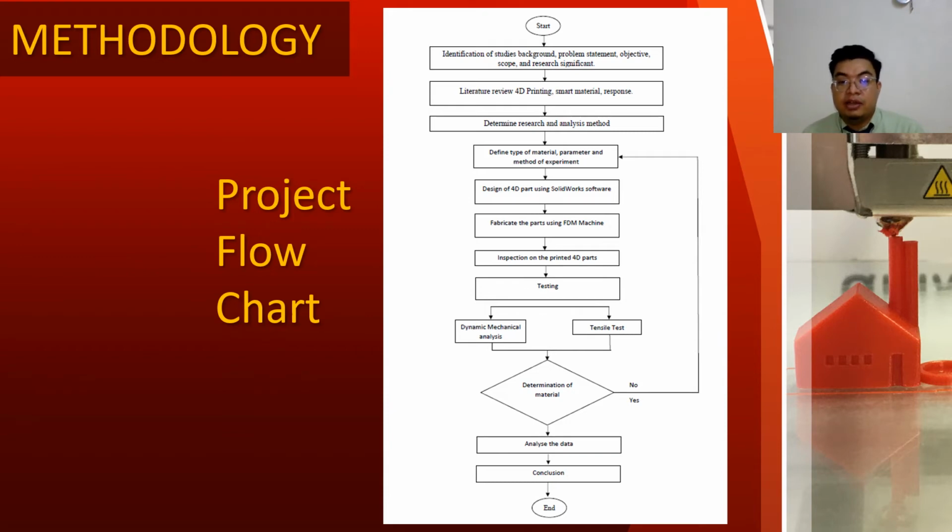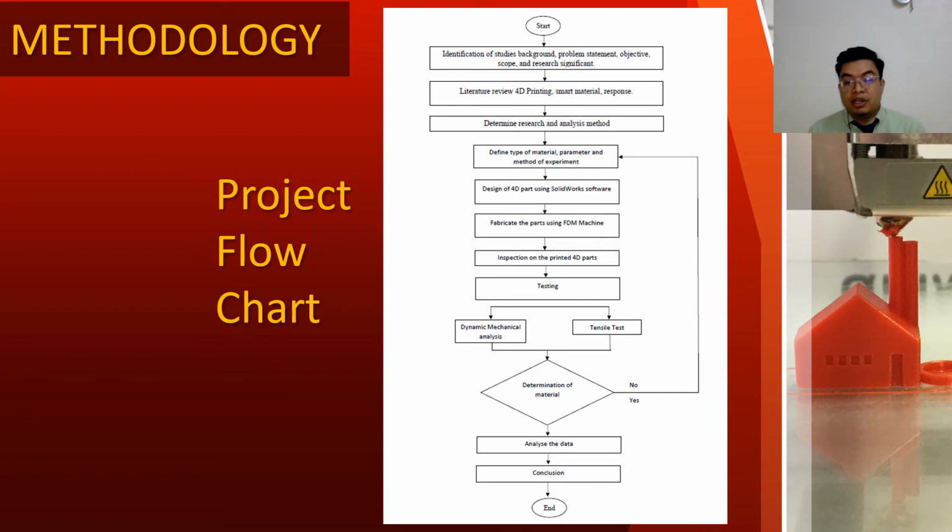After I define the material, I will design the 4D part using the SolidWorks software. For the design, I would like to use the dog bone shape, and then I fabricate the part using the FDM machine for the smart material and 3D printing material. Then I inspect the printed 3D part, and if good, we go for testing. The testing takes part in the dynamic mechanical analysis and also the tensile test. And after that, the determination of the material takes part.